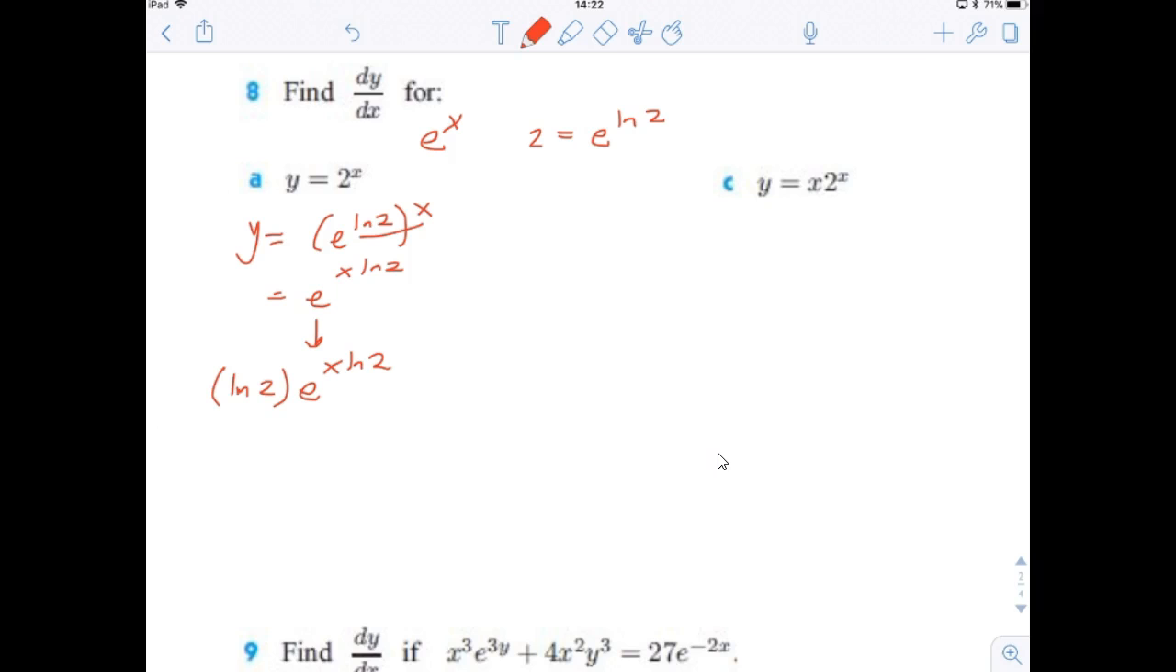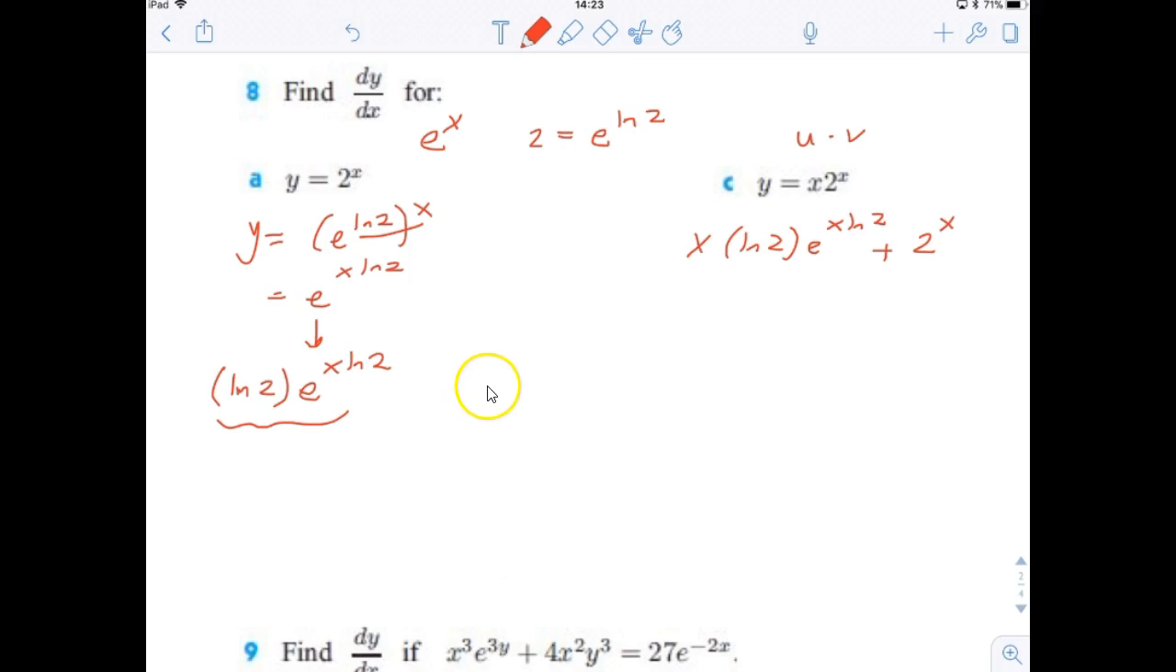What about c? C is a little bit more complicated because we have to use the product rule. The last thing done here is the two things multiplied times each other. So first we'll do u, which is x, and then v dash, which is the derivative of 2 to the x, and that is natural log of 2 times e to the x natural log of 2. So that's v dash. Then I'm going to do u dash, which is 1, times v, which is 2 to the x. So there it is.